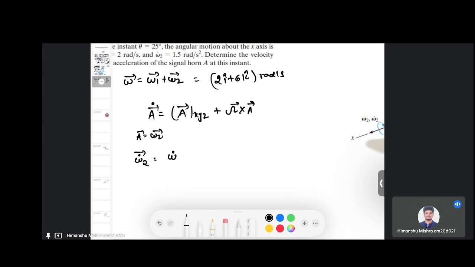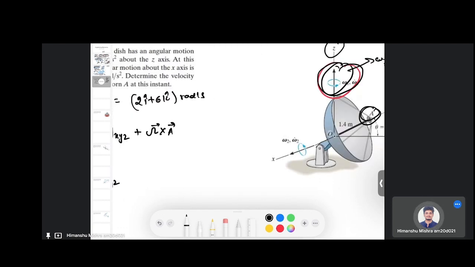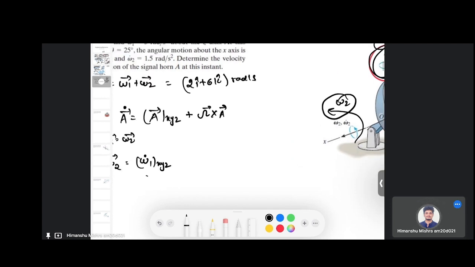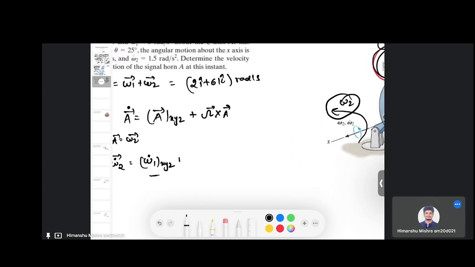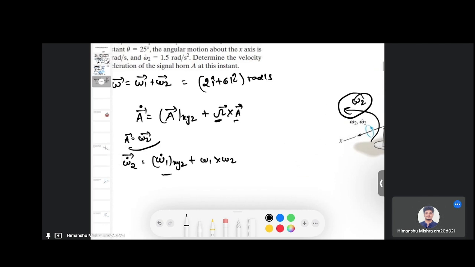So I can write this as omega dot 1 xyz, because you can see there are two different motions. First we are trying to calculate the motion of x along x, but since there is an angular motion along z also, this is defined in the moving coordinate, plus omega 1 cross omega 2. So this is omega 1 and this is omega 2 here.